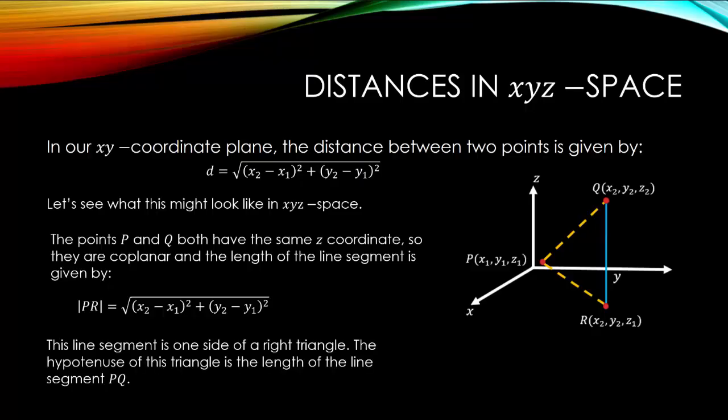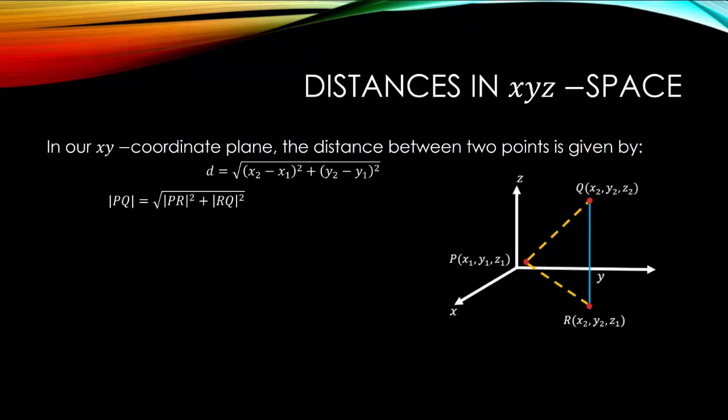Now this line segment is one side of a right triangle. The hypotenuse of this triangle is the length of the line segment PQ. So my line segment PQ is going to have a length given by the square root of the length of the line segment PR squared plus the length of the line segment RQ squared. And based on the work we did on the earlier slide, the square of the length of the line segment PR is given by the quantity x sub 2 minus x sub 1 squared plus the quantity y sub 2 minus y sub 1 squared.